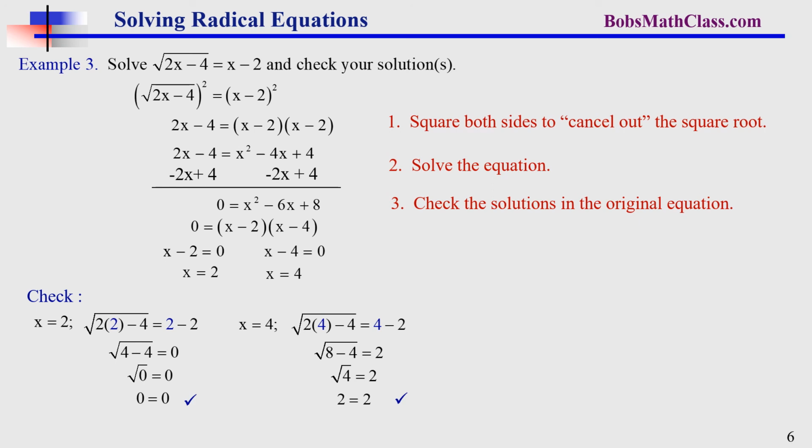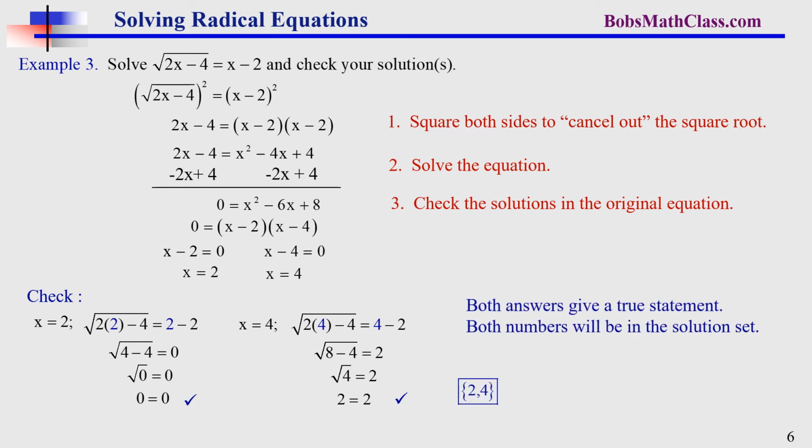Alright, so we have two answers because they both work. So we could put them in braces. Braces means that the answers are those numbers. We don't want to use parentheses or brackets. Parentheses and brackets are used for intervals, and it's not between 2 and 4, it's just specifically 2 and 4, therefore we use braces.